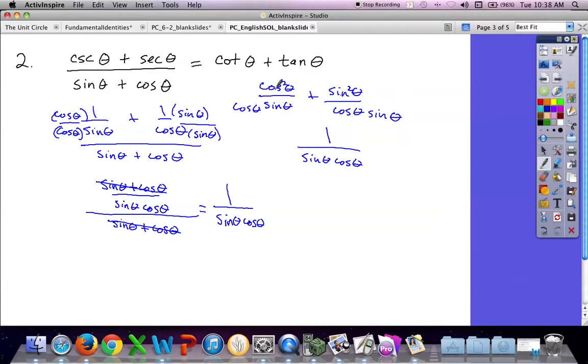Because we multiply by cosine over cosine, there was already a cosine there. Cosine over cosine, sine over sine. Get it?